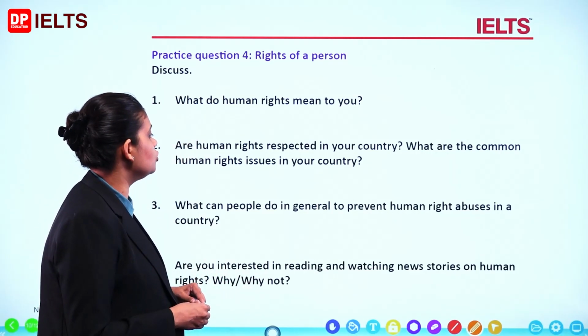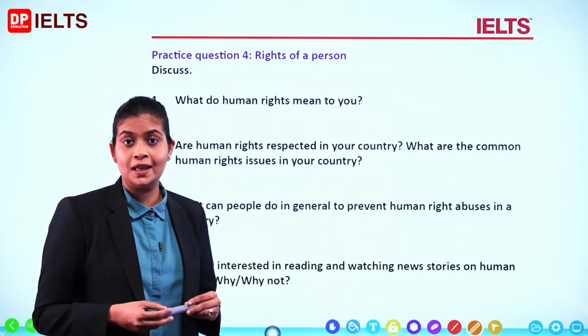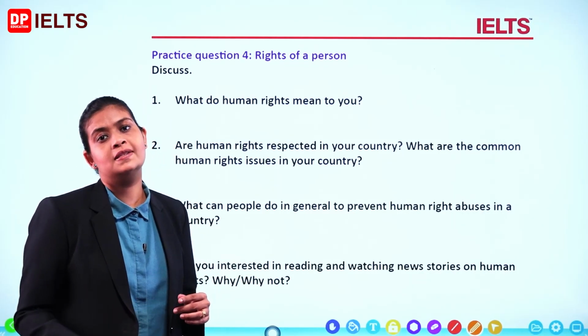What can people do in general to prevent human rights abuses in a country? Make sure that they know what their rights are.